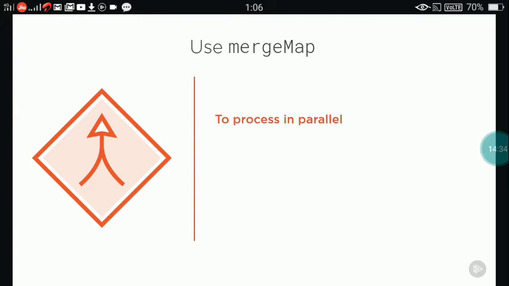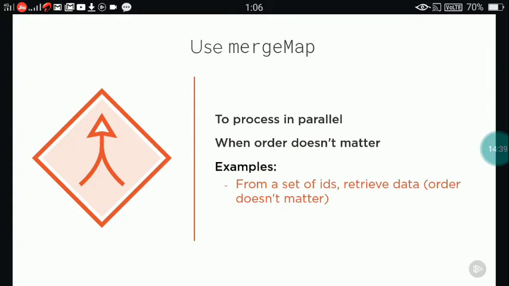Use merge map to process in parallel when order doesn't matter. Consider using merge map if you have a set of IDs and want to use those IDs to retrieve data and order doesn't matter. Let's try it out.